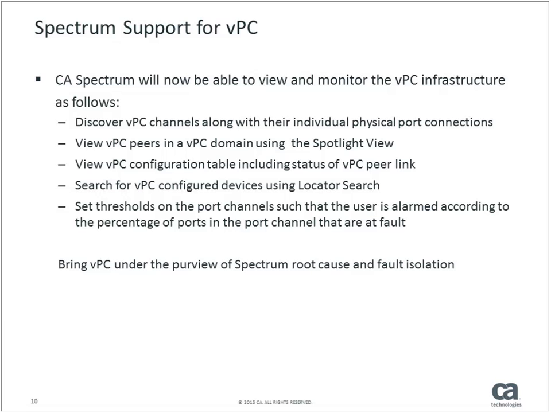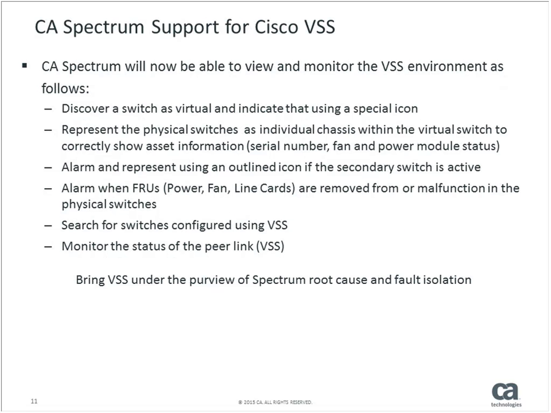Alarming, threshold, all those things are part and parcel of what we provide with every new technology that we support. Same thing with virtual switching as well. The ability to model the Catalyst environment of two switches as a single virtual switch, knowing that the underlying devices are two in number, and then being able to map those appropriately in your topology, and being able to derive root cause intelligently whenever there is a problem. So as I said, reporting, locator searches, allowing them to go into maintenance mode, spotlight views, those are some of the key things that we provide with every technology, and you'll see that as part of the demonstration as well.